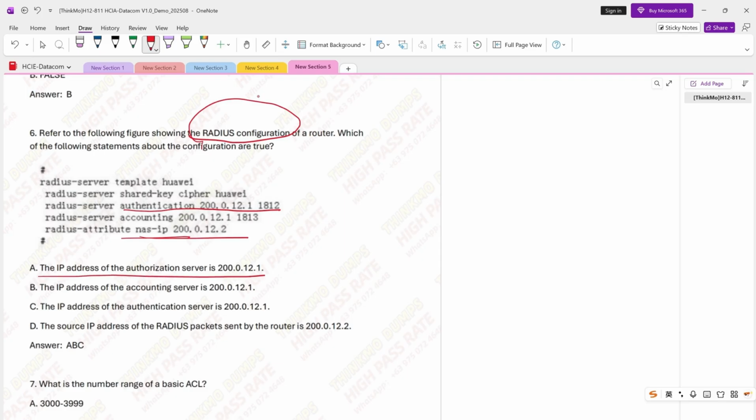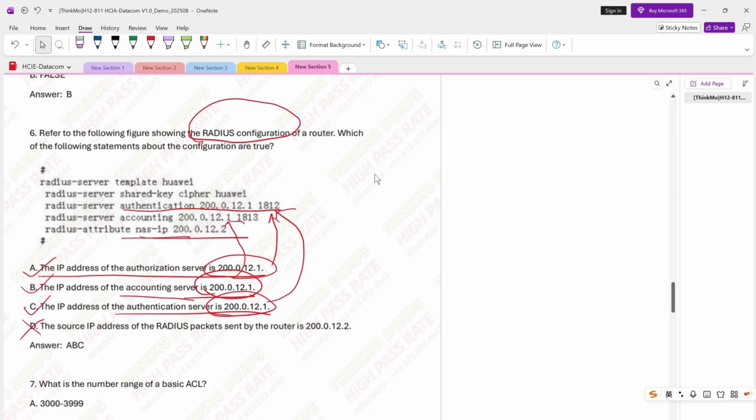Look at this option A here, authorization. The IP for authorization and the IP for authentication are both 200.0.12.1. Both of them are this one. Yeah, right. And then the IP for accounting is 200.0.12.1, right? So the correct answers are A, B, and C.